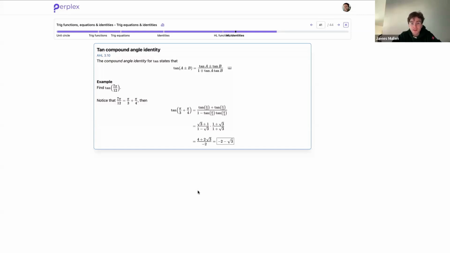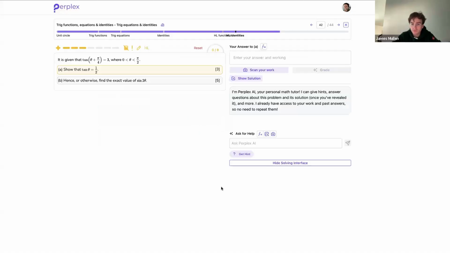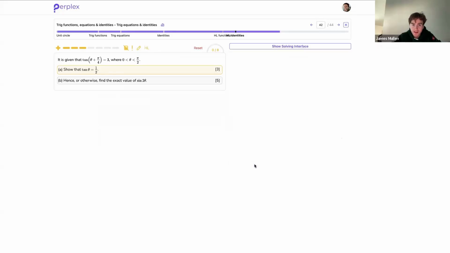Okay? And that's going to give me, in the numerator, tan of pi over 3 is root 3, tan of pi over 4 is 1. And I multiply those two together, and in the denominator, I get 1 minus root 3. To rationalize that, I'm going to multiply by 1 plus root 3 over 1 plus root 3, and that will simplify down to minus 2 minus root 3. Okay, so here is an example question using that identity.